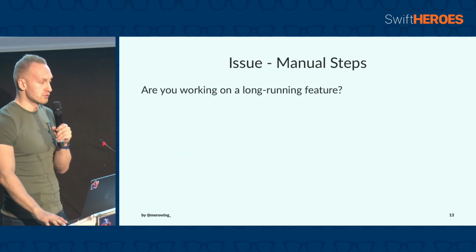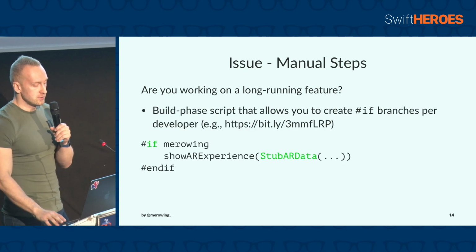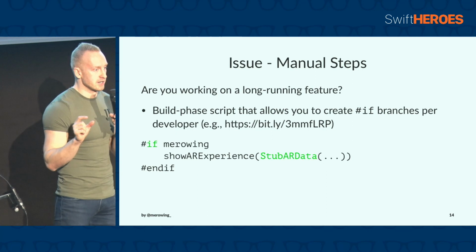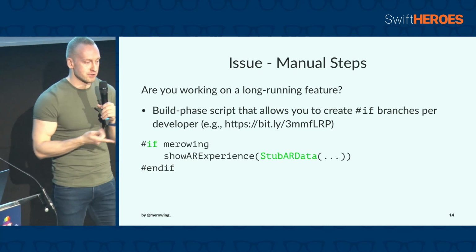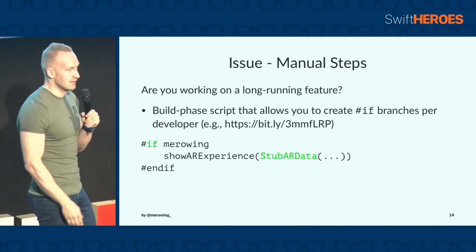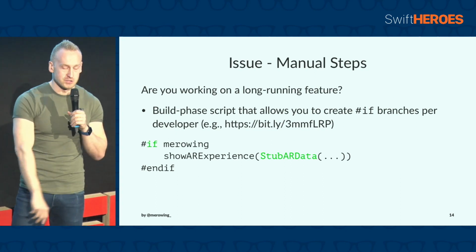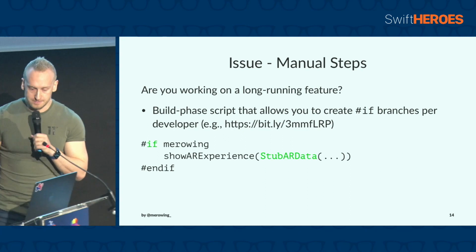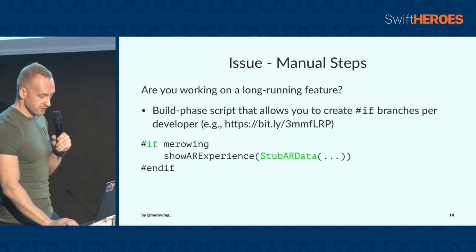And if you work on a long-running feature, the easiest way to do it is to add a build phase that will give you ifdefs for your username. So you can simply integrate the script, and then you can write something like "if mirroring," then just jump straight to the feature that you're working on. Pretty straightforward as well. Saves you a lot of time.